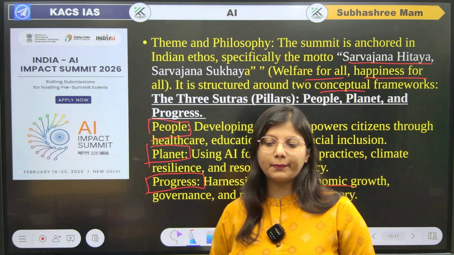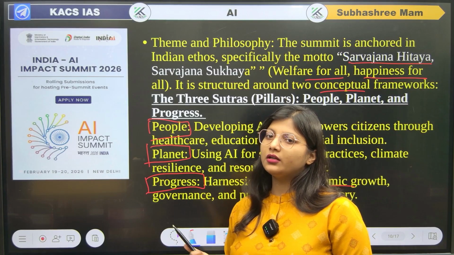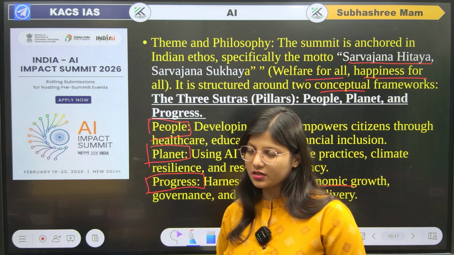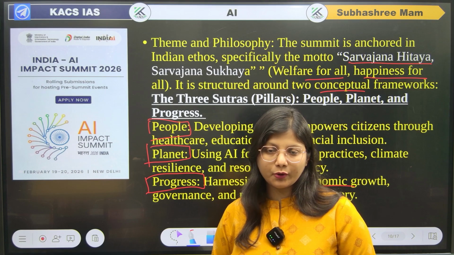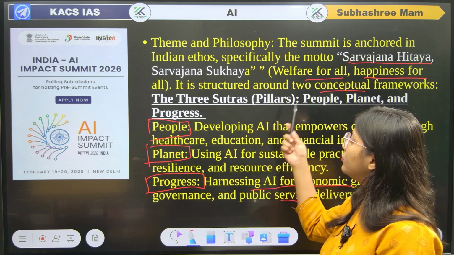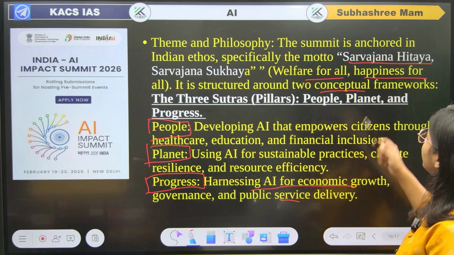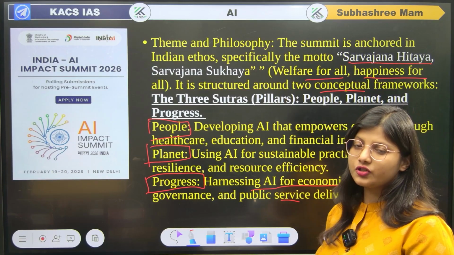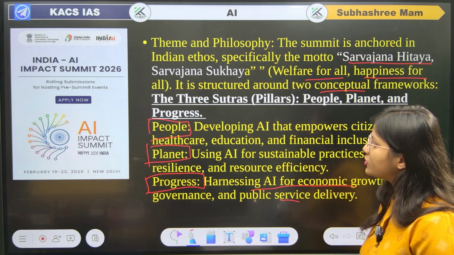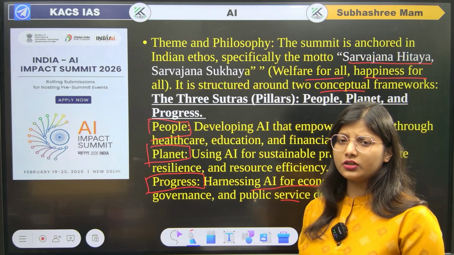India AI Impact Summit. It was conducted in February 2026. So this also becomes a very important thing related to India and AI. Now, the theme is Sarvajana Hitaya, Sarvajana Sukhaya, which means welfare for all and happiness for all. Now, there are 3 sutras. What are the 3 sutras?